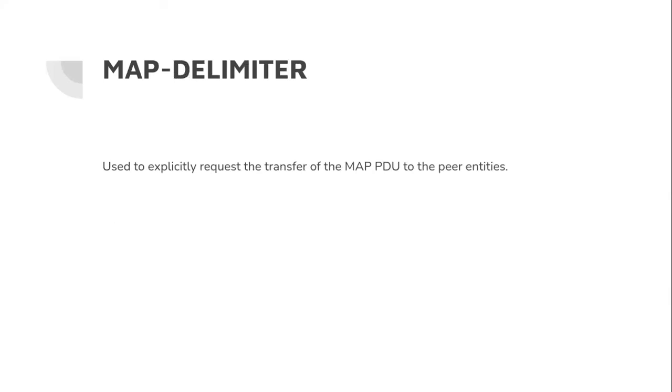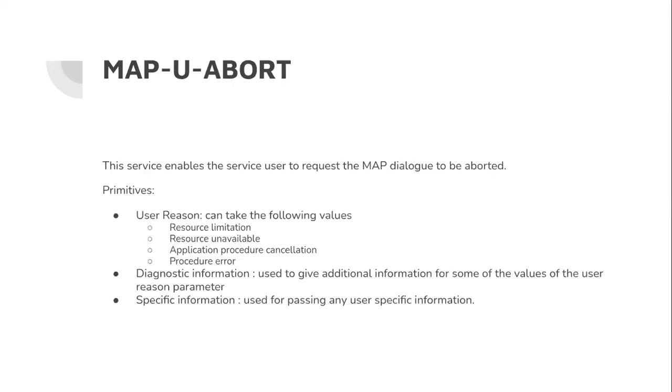On to the next one, which is the MAP delimiter. This is used to request the transfer of the MAP PDU, the protocol data unit, to the peer entities. So it's a delimiter. It's like telling you that we're in the process, so just keep delimiting. Yeah, so that is it for the MAP delimiter.